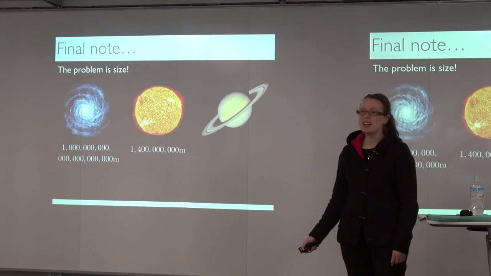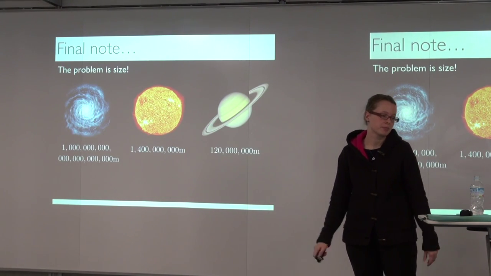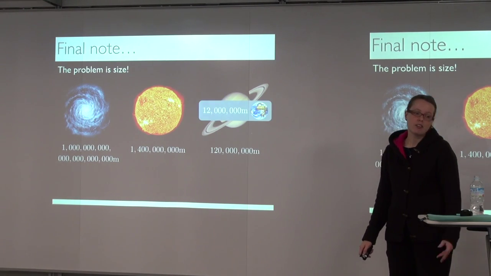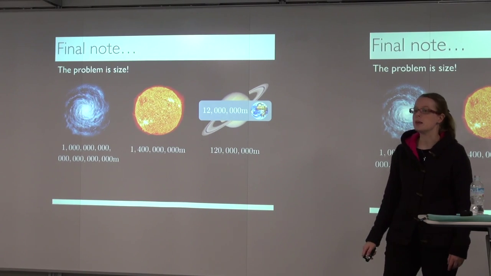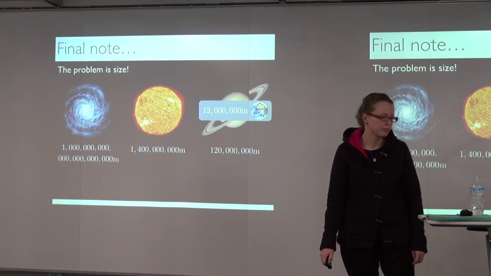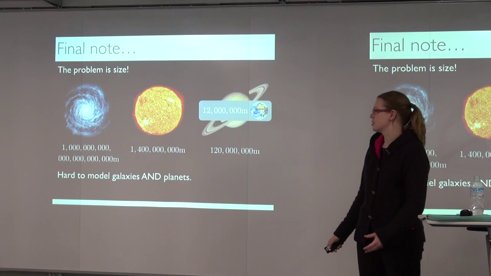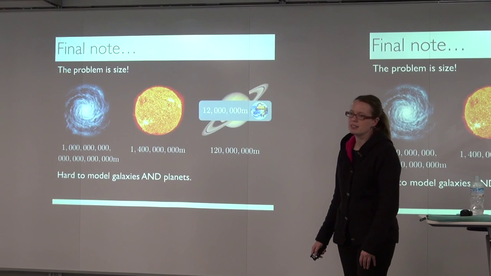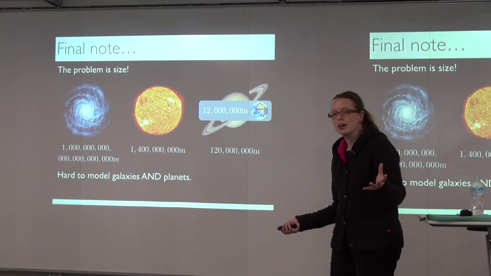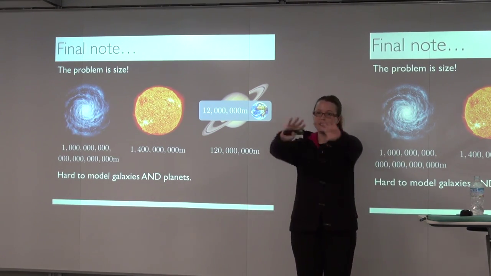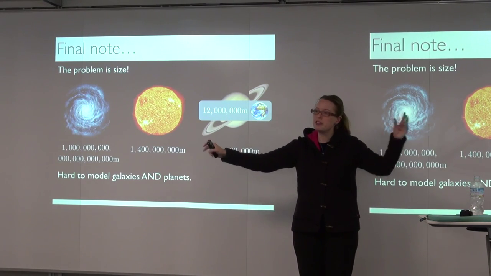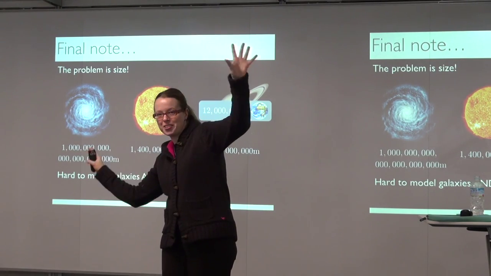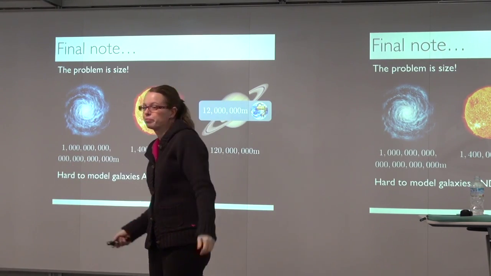Saturn, which is already a pretty big planet, is 120 million meters. And our Earth is a mere 12 million meters across. And this means, in a computer simulation, it's really hard to model both galaxies and planets. It's like if you're looking at artwork. If you stand back, you can see the whole picture. But if you want to see the detail, you've got to walk up close, but then you can't see the edges anymore.